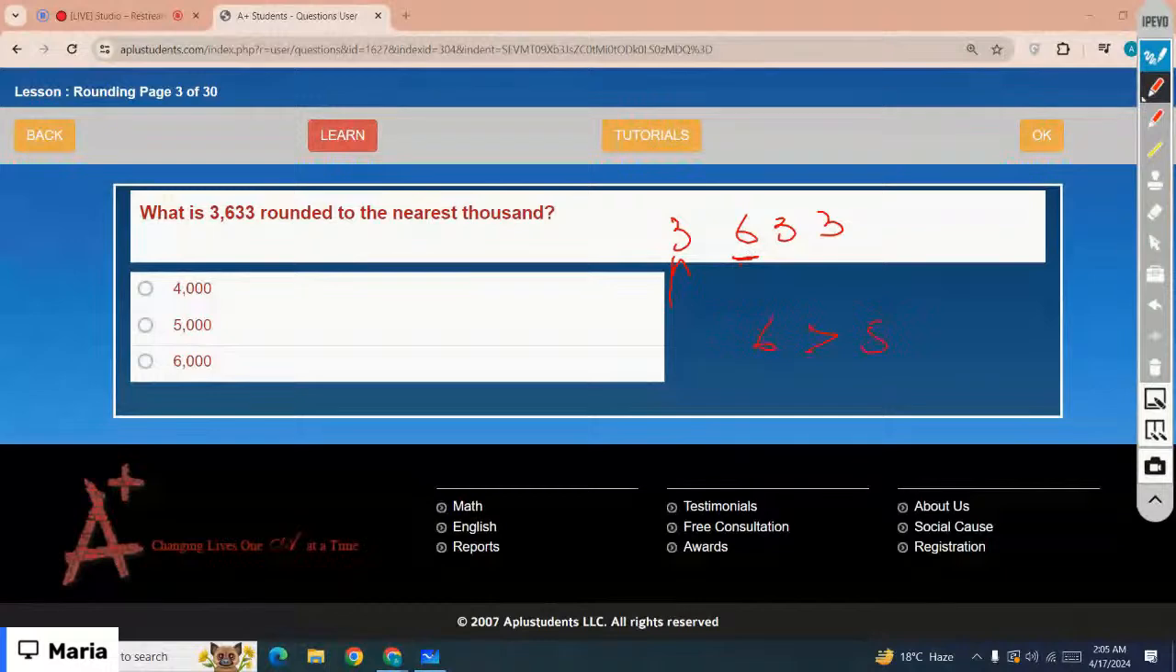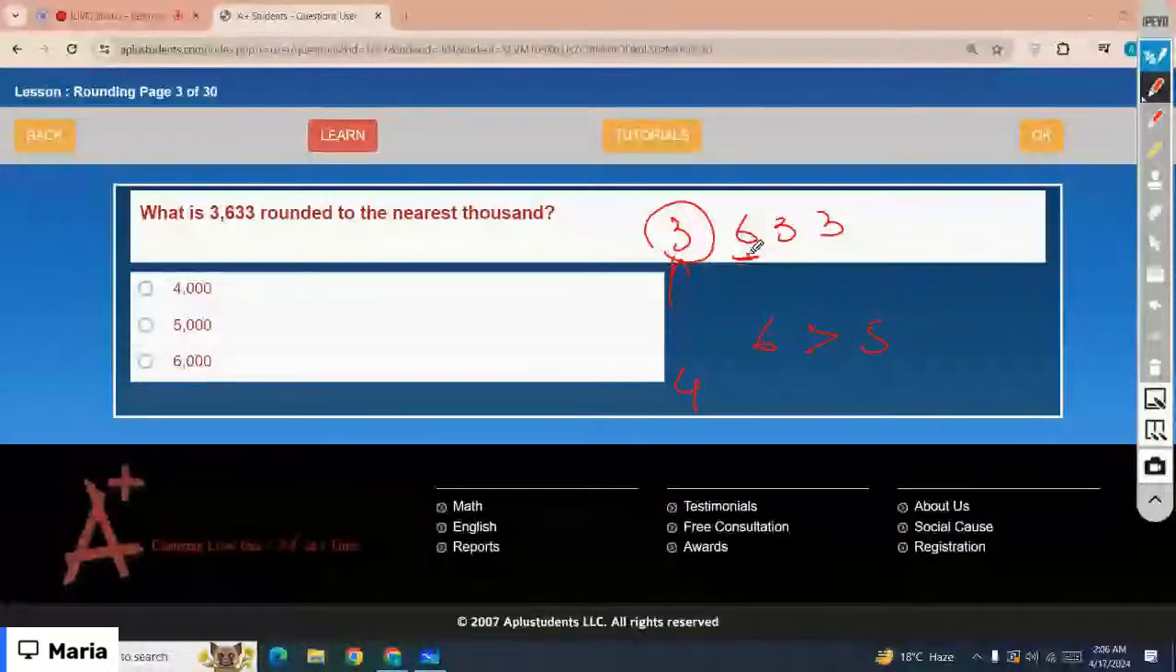That means you need to round up. Round up means add 1 to this digit. 3 plus 1 is 4. And the rest of the digits are replaced by 0. Yes, that is 4000. Very good. The correct option is 4000. Got it? The correct option is 4000. Very good.